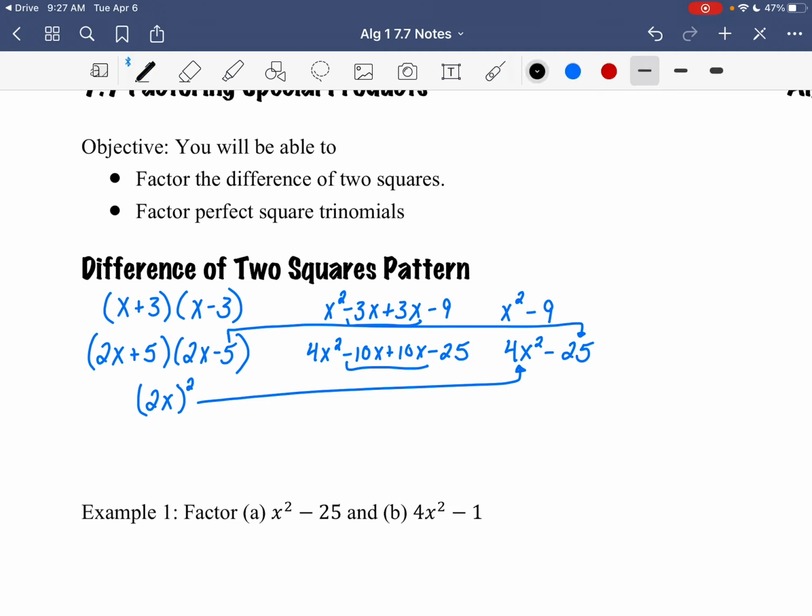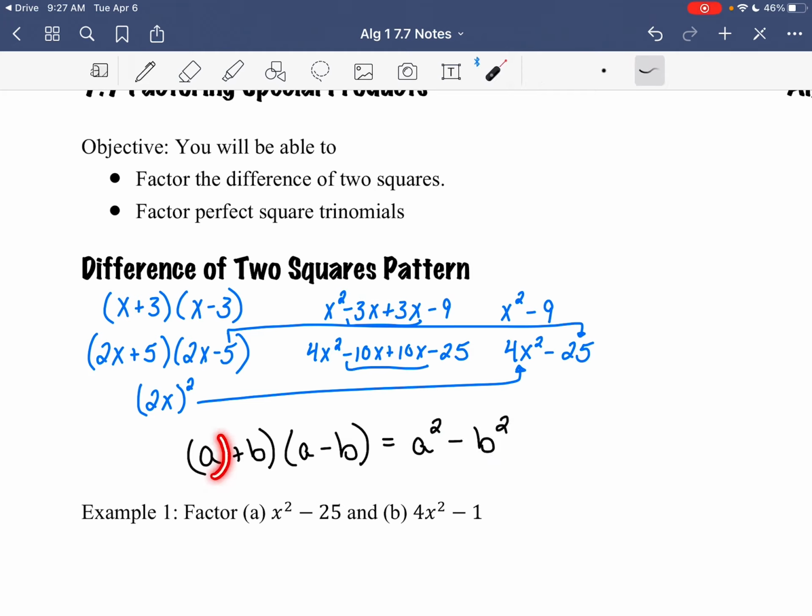So our formal way of writing this is a plus b times a minus b is equal to a squared minus b squared. Again, this only works when these two are the same and these two are the same, one a plus and one a minus. How it ends up multiplying is a difference of two squares. What we mean by difference is a subtraction. The difference between numbers is a subtraction.